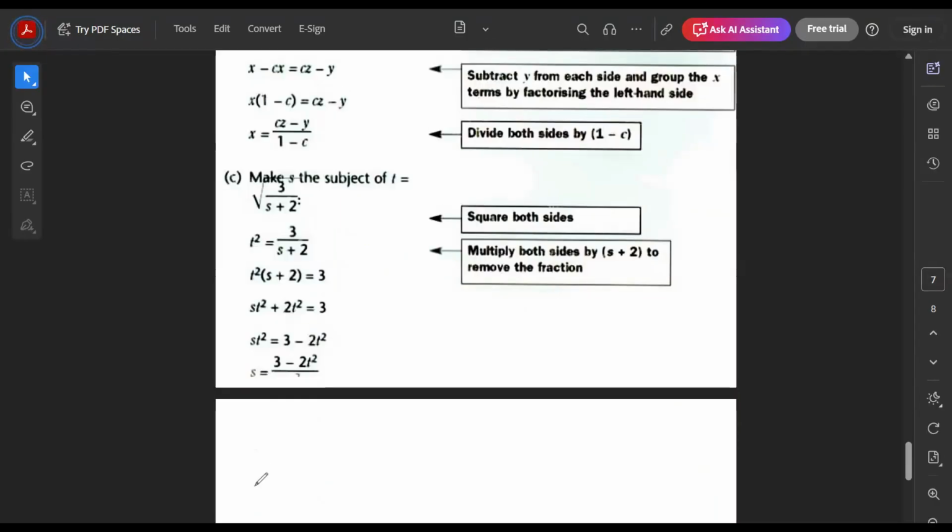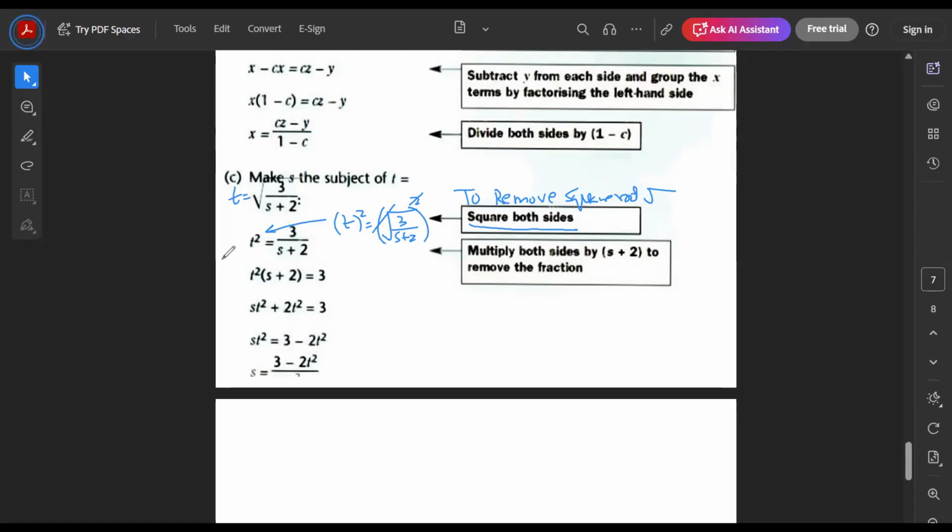Okay, making s the subject of the formula. Now here this is a root. To remove the square root, we take square on both sides. Once we take square on both sides, we get t square, and then root 3 over s plus 2. Here comes the square. This square cancels the root, and this becomes st square equal to 3 over s plus 2.